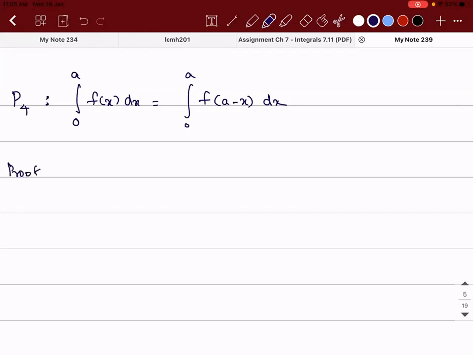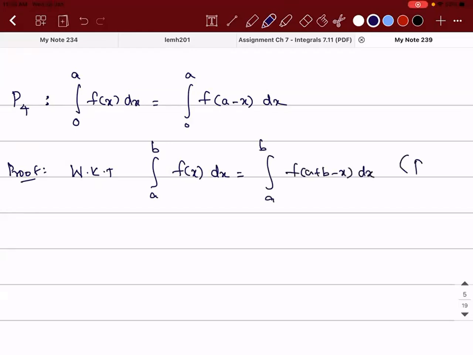So the proof is very simple. We know that the integral of a to b f of x dx is equal to the integral of a to b f of (a plus b minus x) dx. This is from P3. We know this from P3.